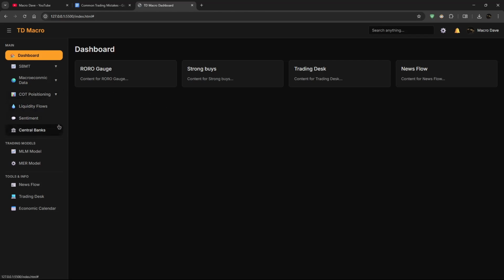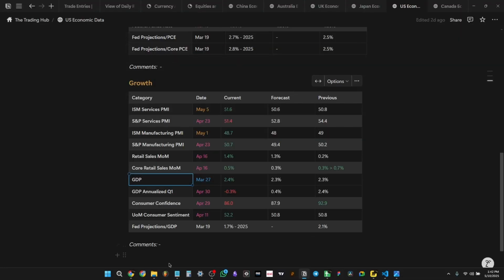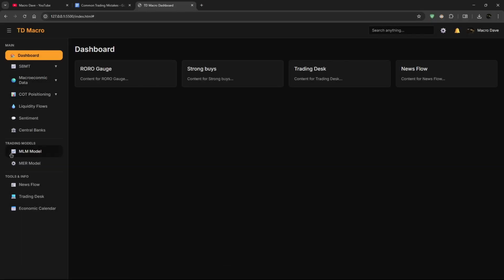Central banks. So I'll probably add something like forward guidance here, the forward guidance that they provided. I'll also probably add things like the current pricing of rate cuts or rate hikes or hold here. And yeah, those are the main things. So once I'm done with everything, I'll be able to automate everything right here in my Notion that I currently do manually. And then next you have trading models.